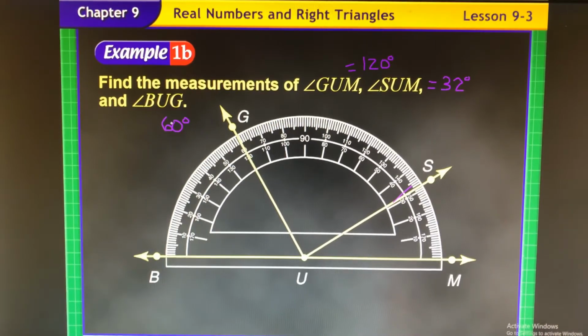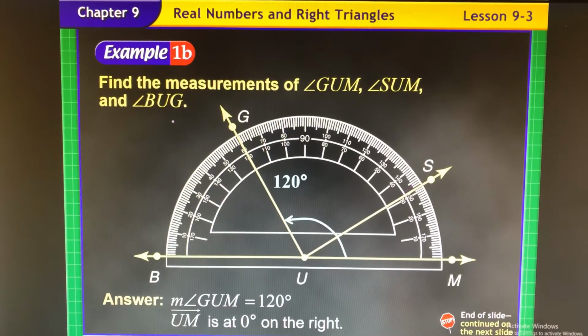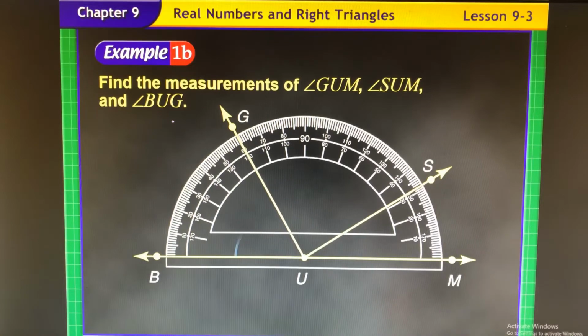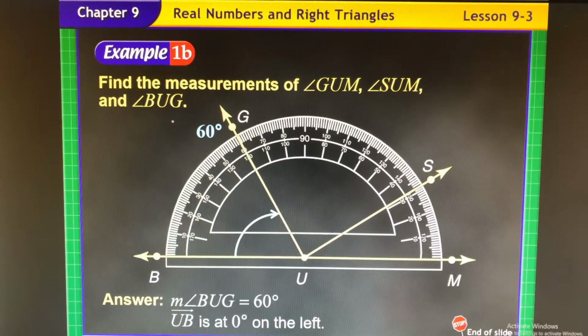So we have 2 acute angles and 1 obtuse. So there's your GUM, there's your SUM, and there's your BUG. Okay?